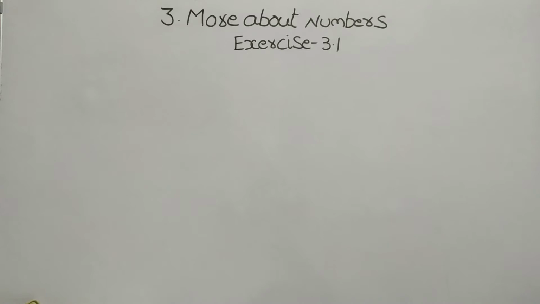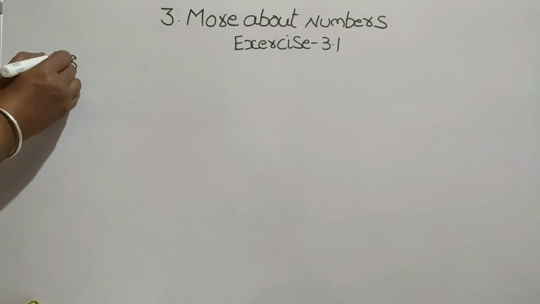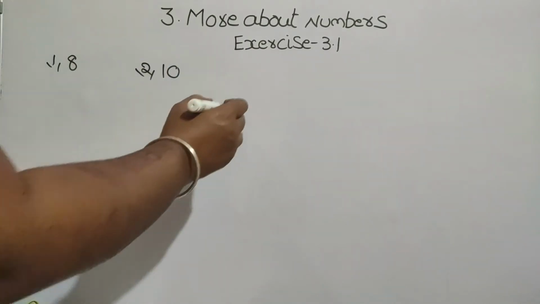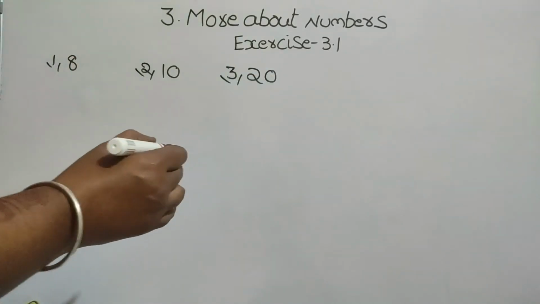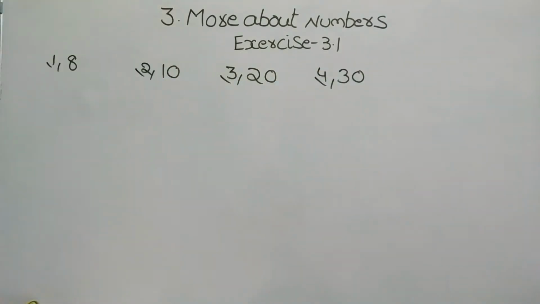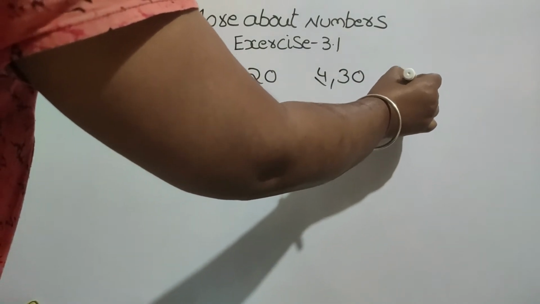Express the following given numbers as a sum of two prime numbers. If we want to express them as prime numbers, we should know what all the prime numbers are. Let us see. First question 8, second one 10, third one 20, fourth one 30, fifth one 36.